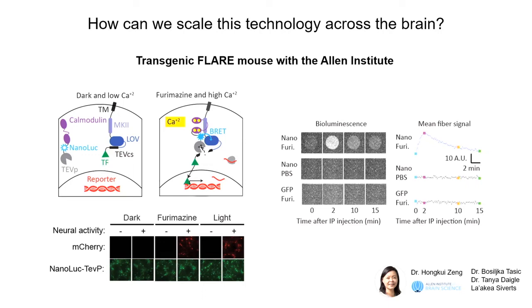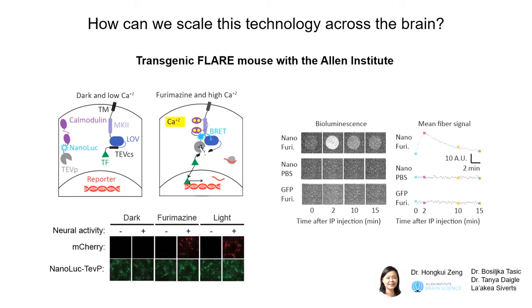We've already generated these constructs and gotten them injected at UW. So this is a transgenic FLARE mouse that is gatable not only with blue light, but we've incorporated a genetically encodable luciferase onto this calmodulin TEV-P component. Now, rather than having to deliver exogenous blue light into the brain, you can inject the substrate of this nanoluc luciferase into the animal, and it can permeate across the blood-brain barrier, go throughout the whole brain, and still activate this LOV domain in a calcium and drug-gated manner.